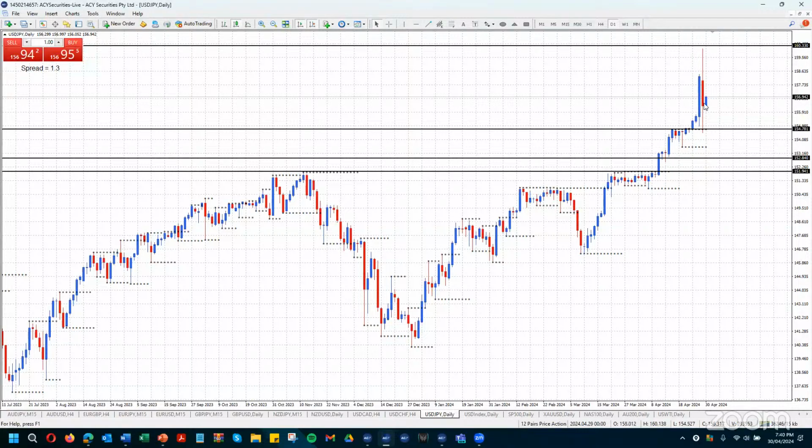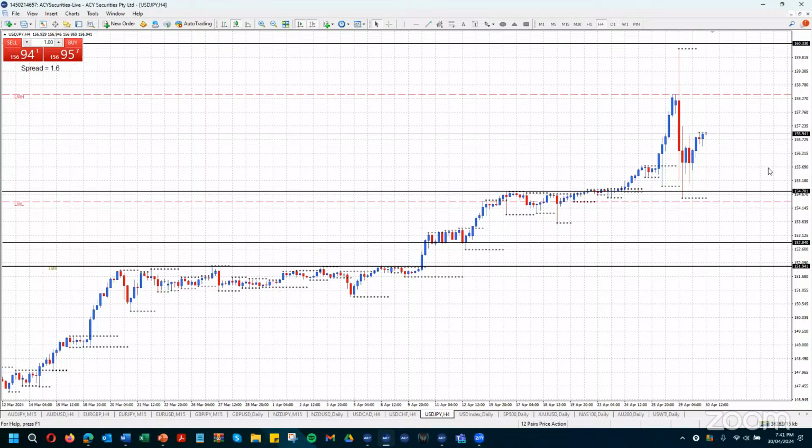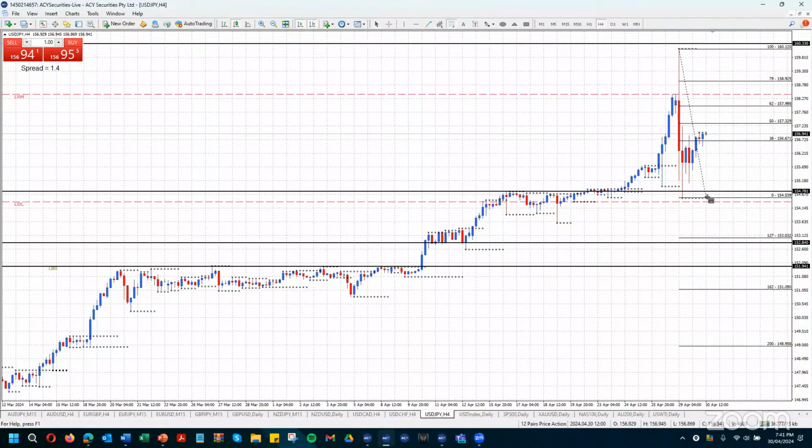This may just be a correction, but it is difficult to get long. Personally, I will just be watching to see how this retracement happens here. Do we come up to last week's high? Hold the 62 level here, 157.99.